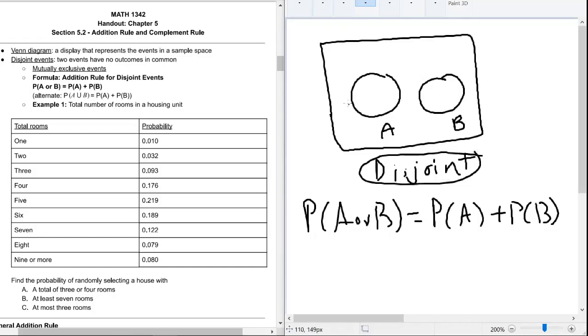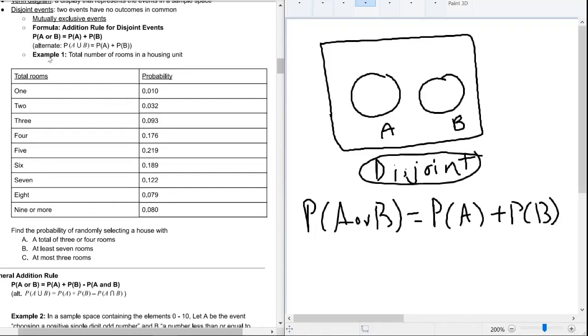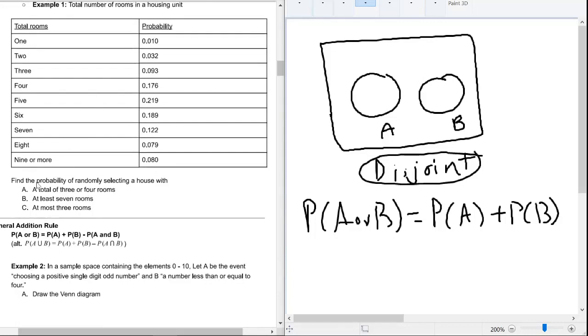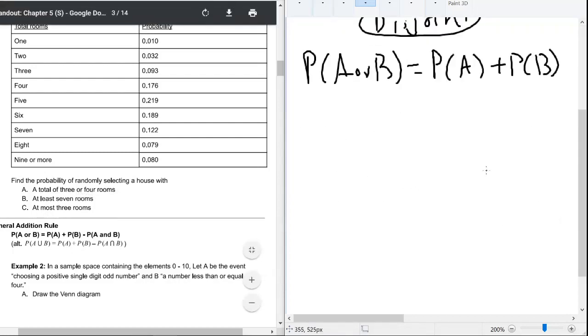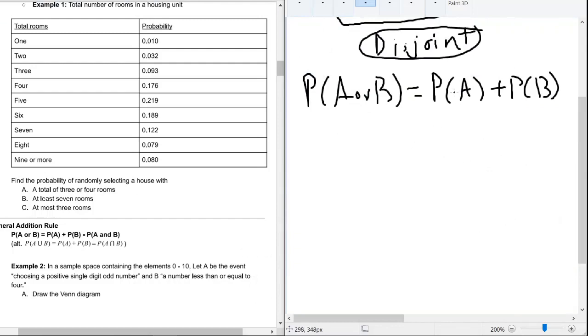So what I want to look at is example 1, which shows the total number of rooms in a housing unit. We counted the total number of rooms, whether they're bedrooms, kitchen, bathrooms, living room, in the housing units. And we're looking to find the probability of randomly selecting a house with a total of 3 or 4 rooms. Notice that we have a keyword here, the word or.